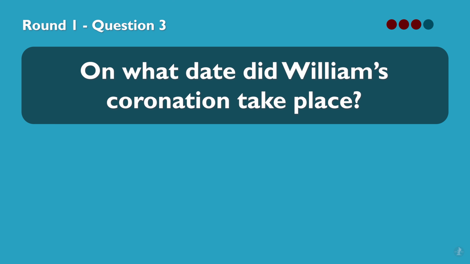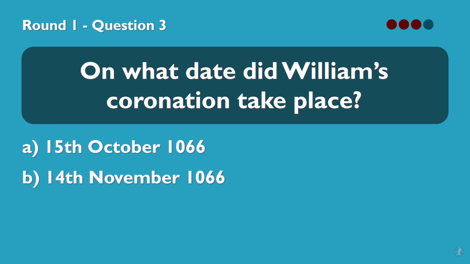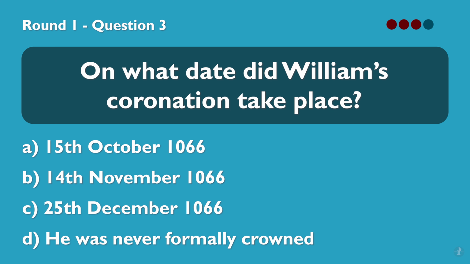Question 3. After his victory at the Battle of Hastings, William the Conqueror became King of England. But on what date did his coronation take place? Was it A. the 15th of October 1066, the next day, B. the 14th of November 1066, 1 month later, C. the 25th of December 1066, that Christmas, or was it D. he was never formally crowned?